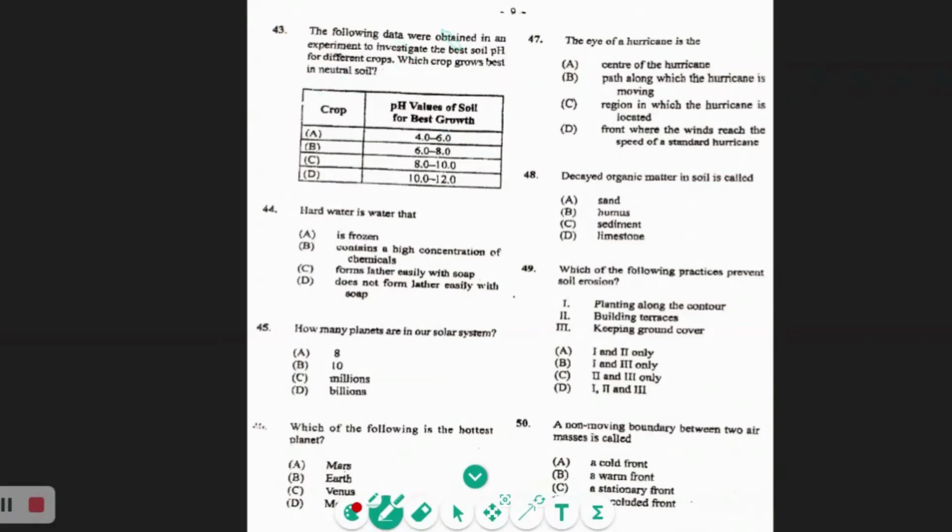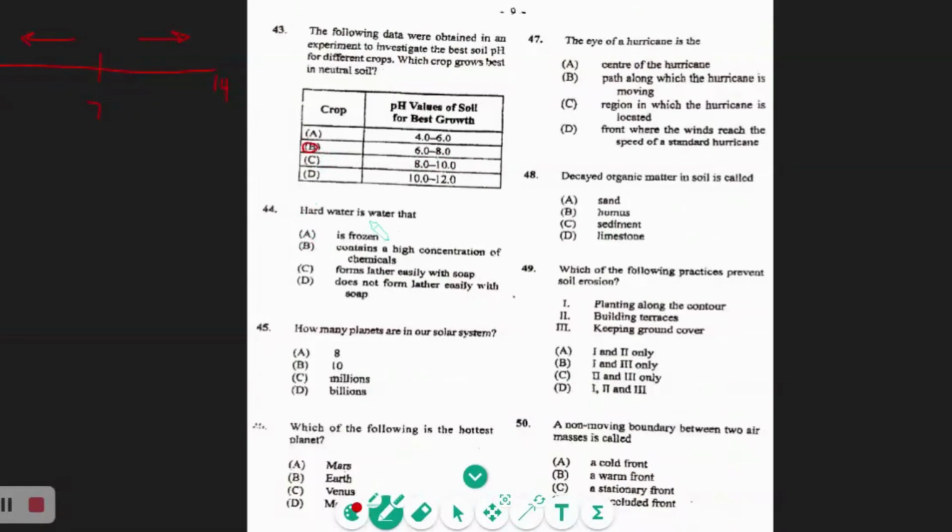Then 43. The following data were obtained in an experiment to investigate the best soil pH for different crops. Which crop shows that it grows best in a neutral soil? Remember with the pH scale, so let me draw it on this side. If we have the pH scale here, we know 7 is neutral. So this side, depending on the diagram that you're using, this spot could either be 1 or it could be 0, and here would be 14. So going to this side is your acidic side, and going to this side is your alkali side. So if it's neutral, it's something that is around 7. So the only answer that has 7 included here would be B.